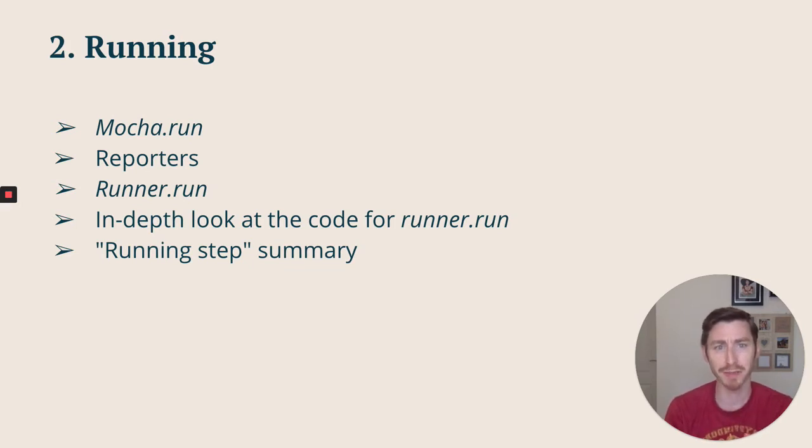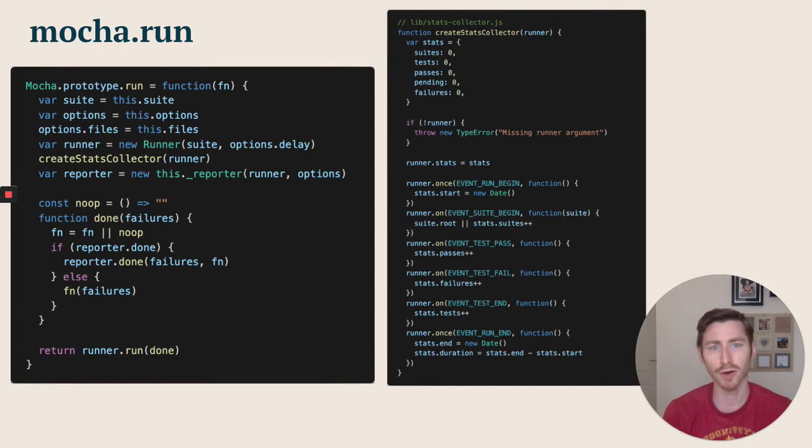This phase is split into the following sections. We're going to be looking at the mocha.run method, the reporters, a bit more in detail, the runner.run, and then an in-depth look at the code for the runner.run. You can always skip that and just take a look at the running step summary, because there's quite a lot of code in that in-depth look. So let's move on.